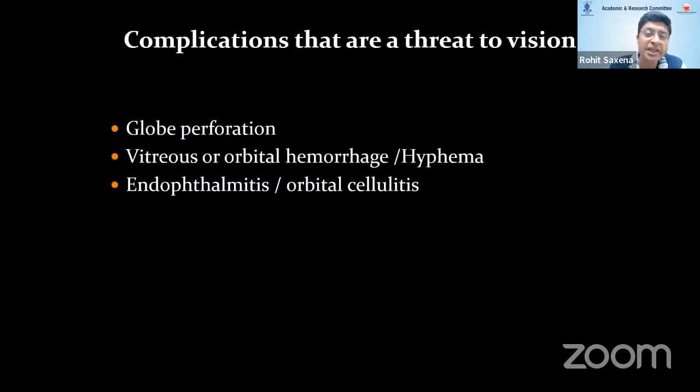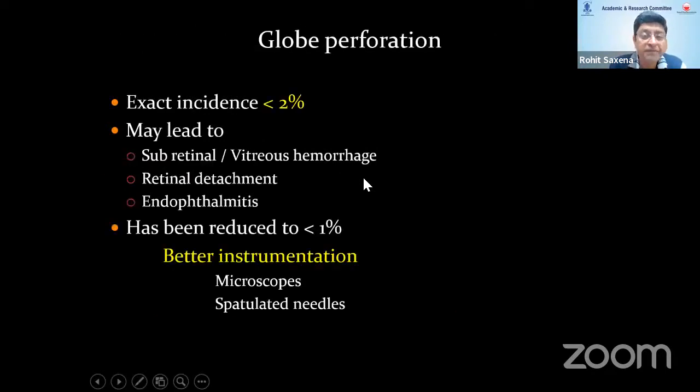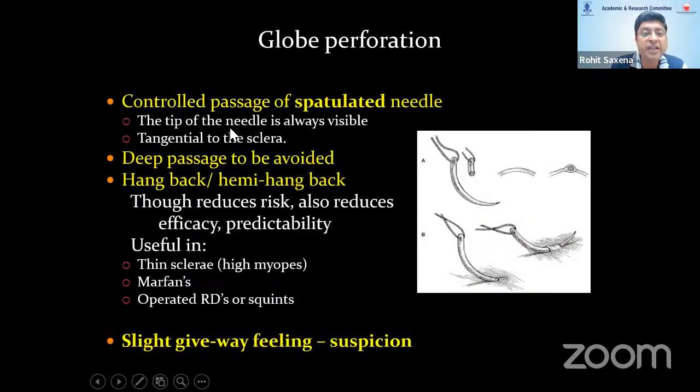Check for vision loss. It is possible in globe perforations, vitreous hemorrhage, and endophthalmitis. Globe perforations are not so uncommon, and it's important that you use spatulated needles and, of course, operate under a microscope so that you're able to see everything. You should see the tip of the needle as it is going through the passage through the sclera. Deep passage should be avoided.